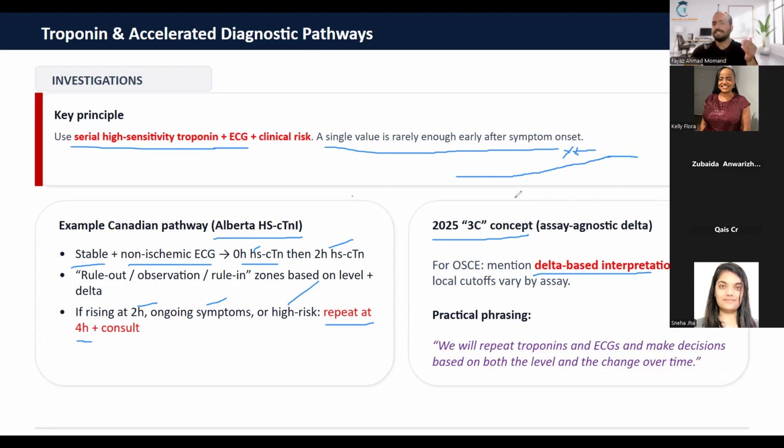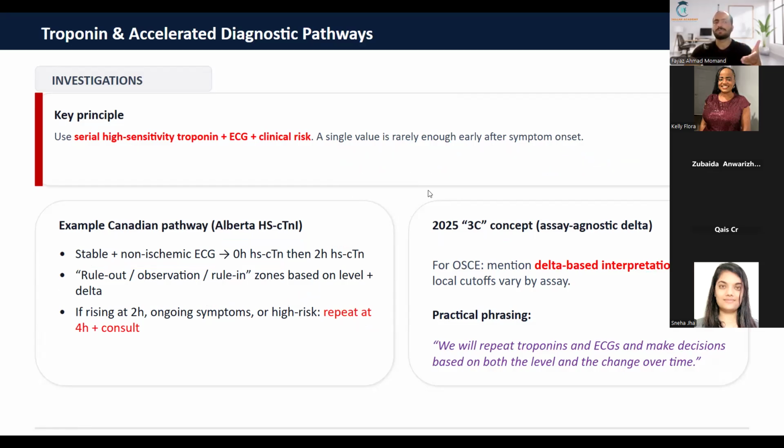But if the troponins trend like this, like a delta wave, kind of a delta wave that we see in Wolff-Parkinson-White syndrome, which is a sudden rise in troponins, it means that the patient's chest pain is likely to be from an acute coronary syndrome.